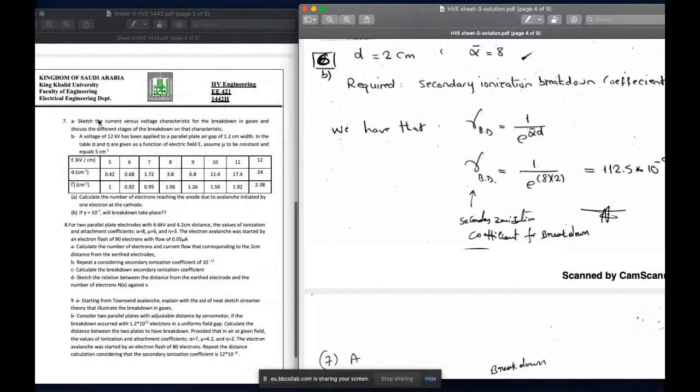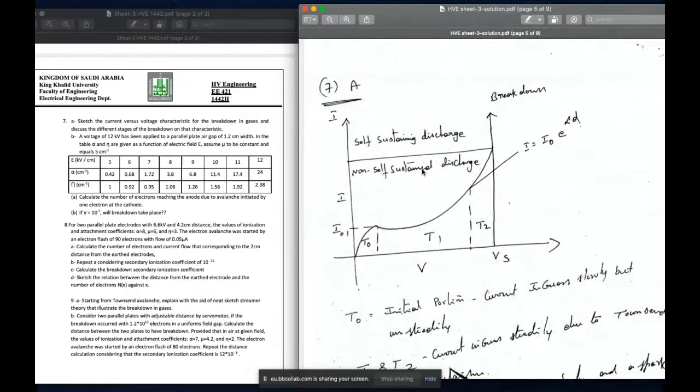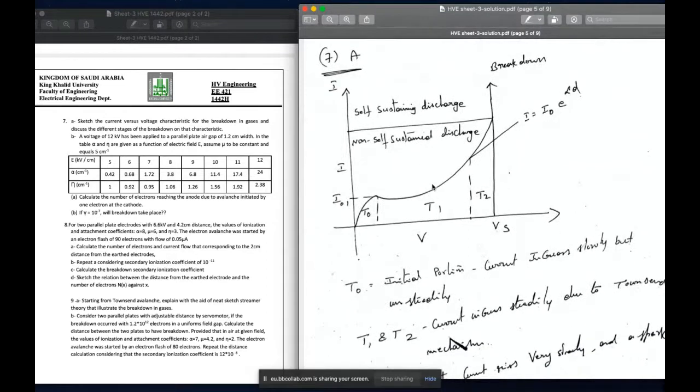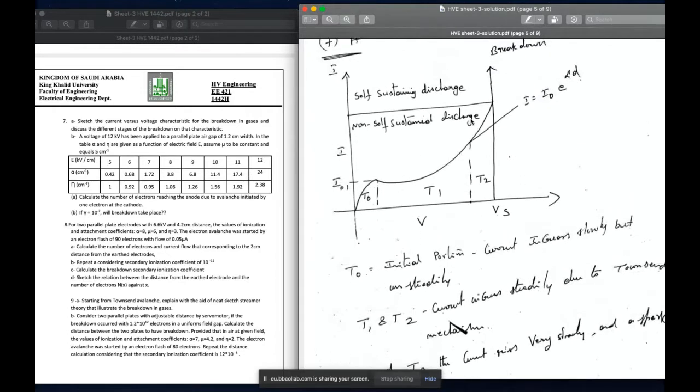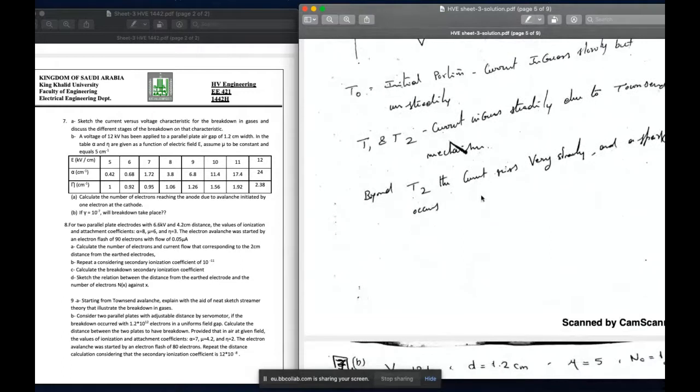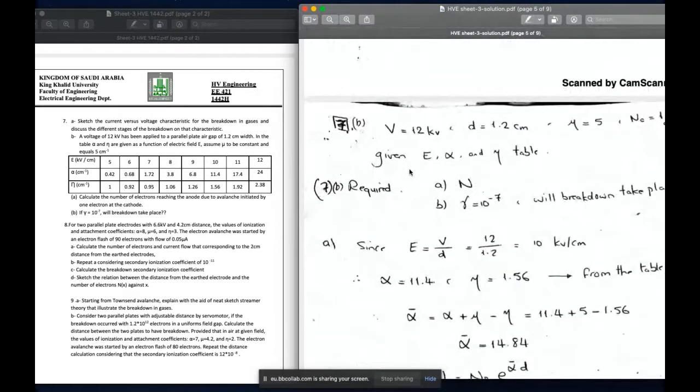Now coming to the seventh one, sketch the current versus voltage characteristics for the breakdown in gases and describe the different stages of breakdown of that characteristic. So this is the graph between current and voltage for breakdown. This will have 3 stages, T0, T1 and T2. For better explanation, you can refer to the theory lecture.